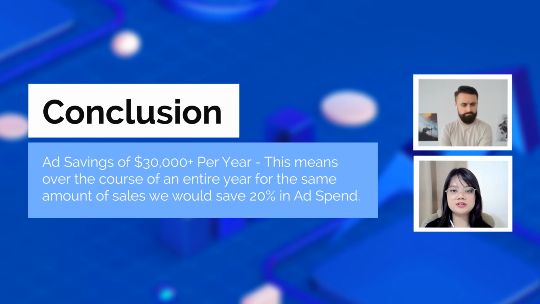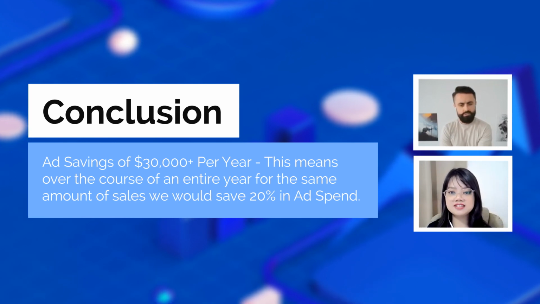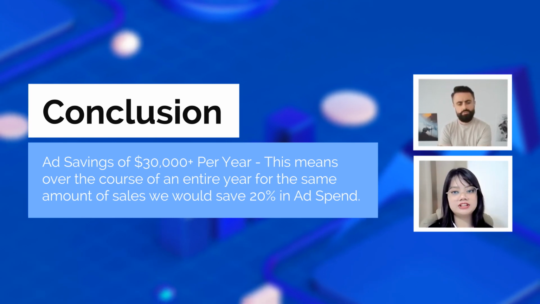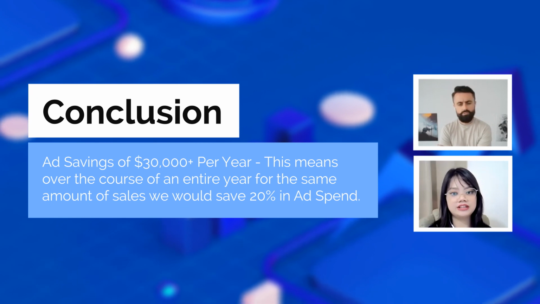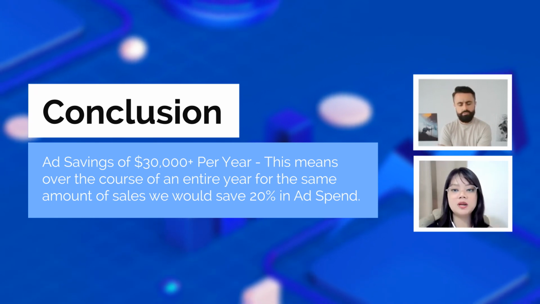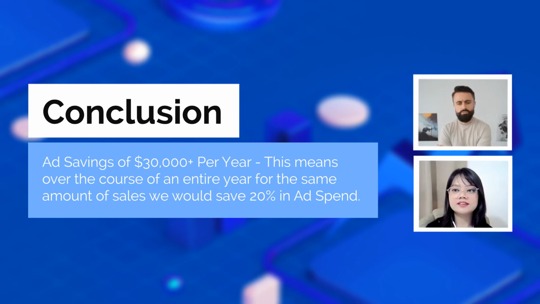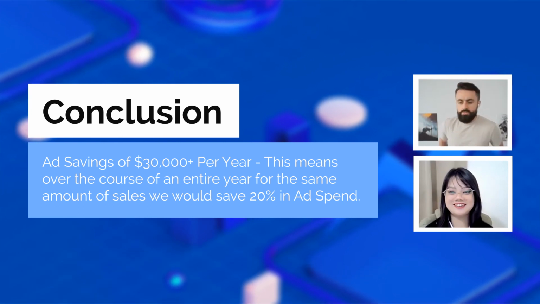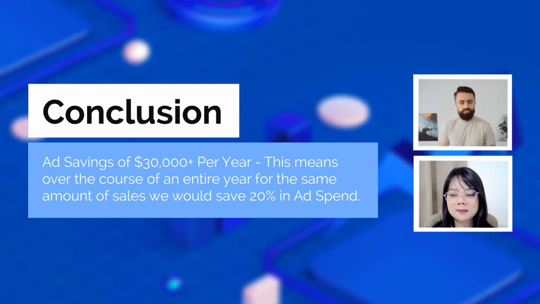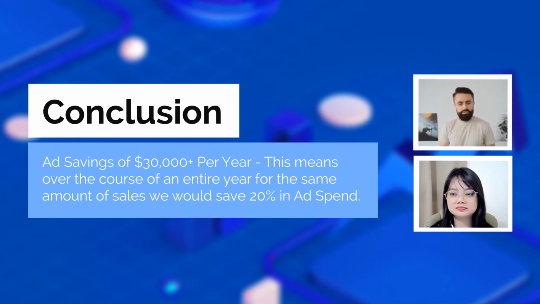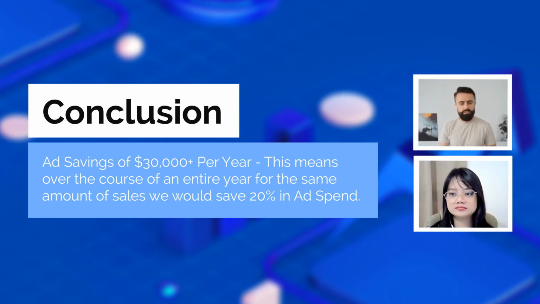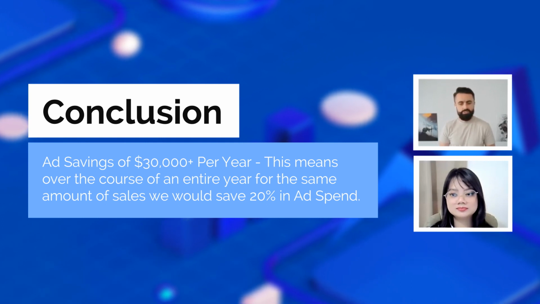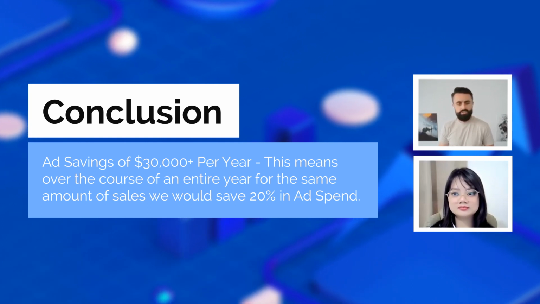Yeah. So in conclusion, the ad savings per year was $30,000. This means over the course of an entire year of the same amount of sales, we would save 20% in ad spend. So I think that's a really huge win for this. Yeah, major. If you can save 30,000 per year just by optimizing the conversion itself, extremely powerful. So this is what Carol is on track to do this year.